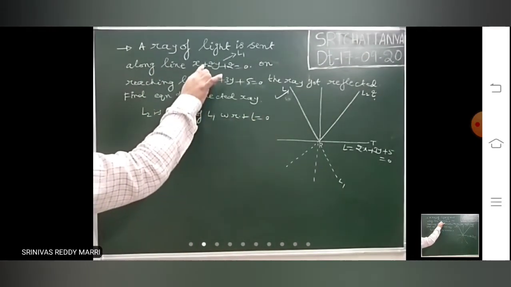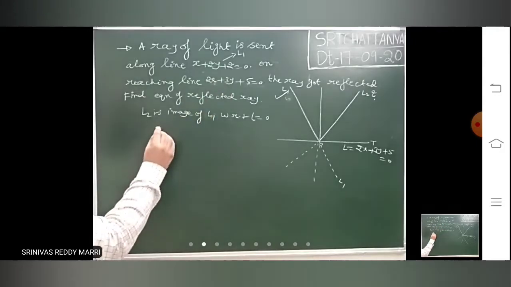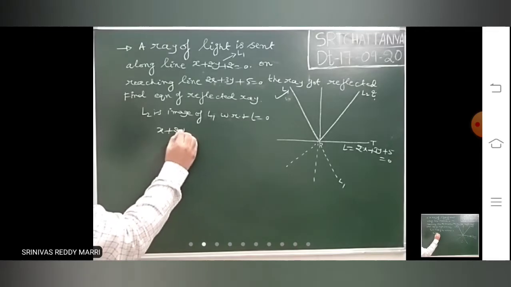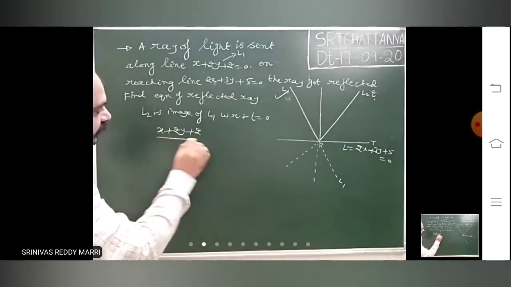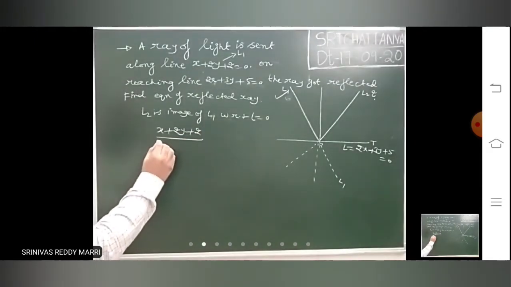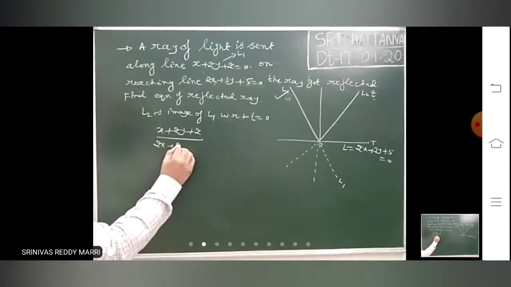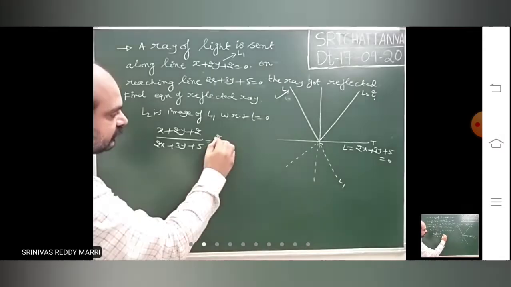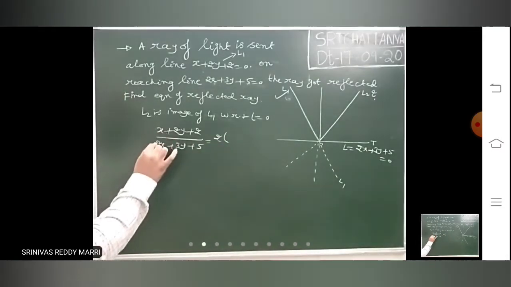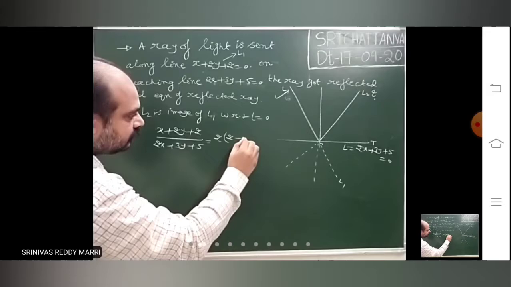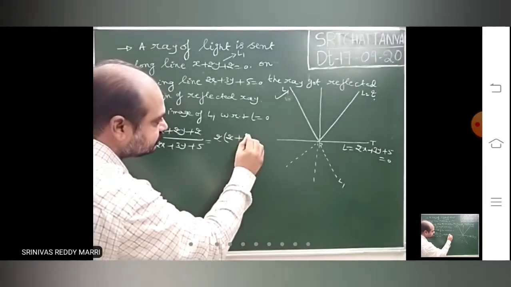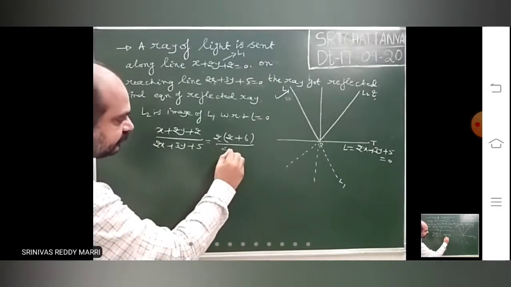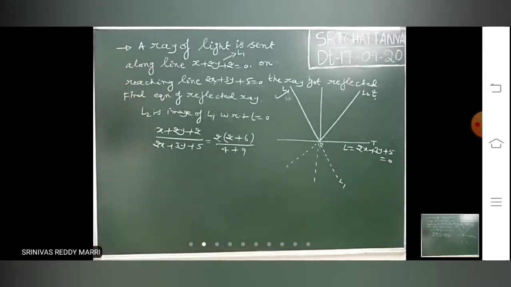That means what is the formula for this image? This is the angular bisector. That means the image line formula: 3y plus 5 equals 2 into (A1 A2 plus B1 B2) 6 divided by A2 square plus B2 square. So this is the line equation.